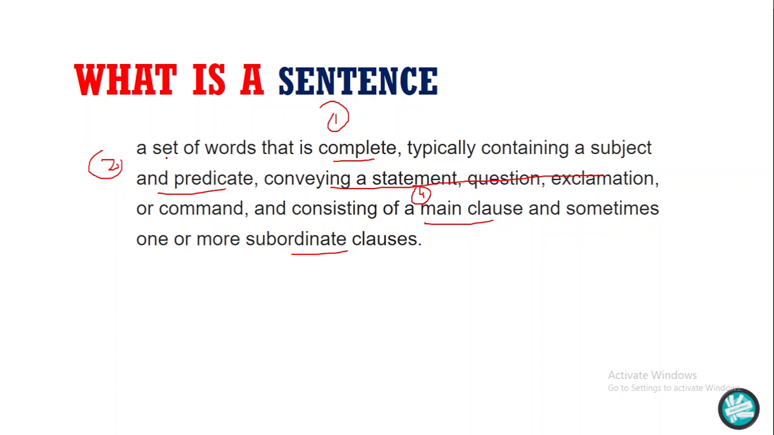Let me repeat it again. We call a set of words a sentence when it is complete. Number one, it has a subject and a predicate. Number two, it conveys a statement, a question, an exclamation or a command. Number three, it consists of a main clause. That is the fourth requirement. And the optional requirement is that in addition to the main clause, it can sometimes have one or more subordinate clauses as well.